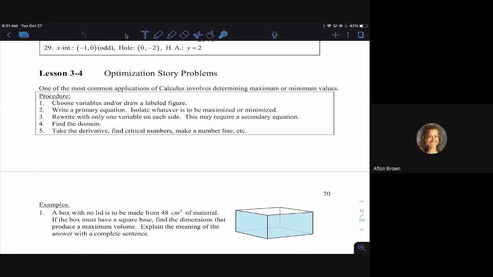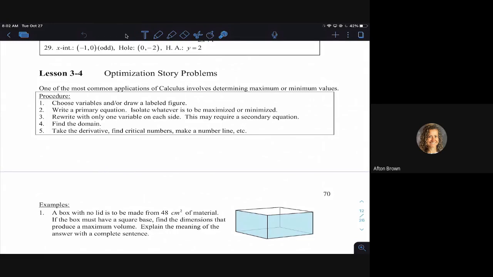So it says, okay, one of the most common application questions in calculus involves finding max and min. So you first will choose variables and draw pictures. So we've done related rates. Do you guys remember related rates? Related rates and optimization problems. These are like our only 2 story problem type things for right now.